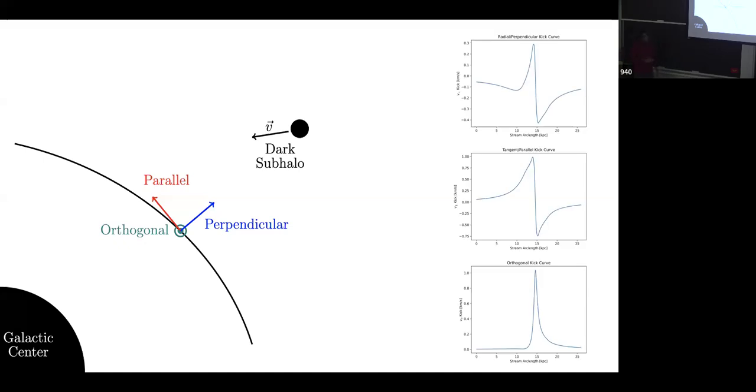Once I have that, I get this characteristic shape, where a part of the stream gets pushed away and a part of it gets pulled towards you. That's roughly what's going to happen in 2 out of the 3 directions. In the third direction, it's going to be pulled in just one direction because you're either going below the stream or above the stream. So that's why the third kick curve, in this case the orthogonal kick curve, only has 1 peak instead of 2.